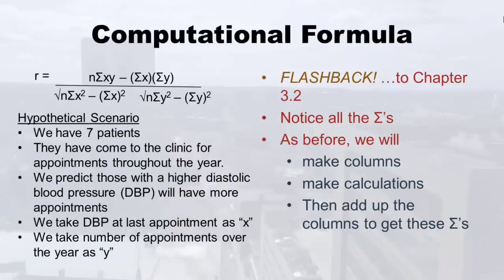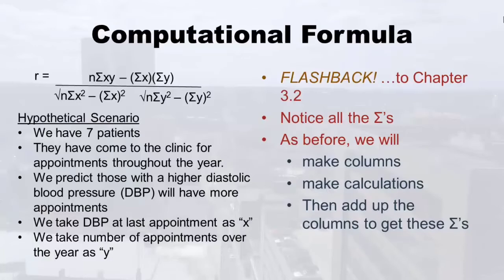Okay, I threw the formula up in the upper left, and don't feel overwhelmed by it. We're going to take that apart very carefully, right? But before we even do that, I just want you to have a flashback to chapter 3.2. See all those sums, or those capital sigmas in the equation? So we're going to handle calculating R a lot like we handled calculating variance and standard deviation. We're going to make a table with columns, fill in those columns with calculations, and then add up the columns to get all those numbers. So already you were good at that in 3.2, you'll be good at this too.